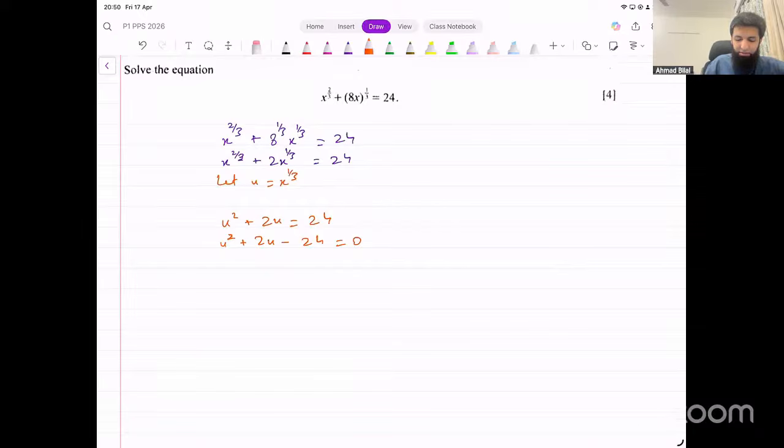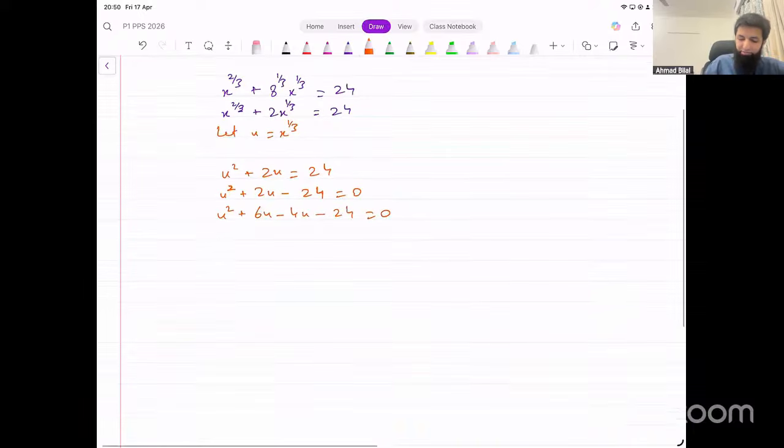Can we factorize this? 24: 6 and 4 work. u squared plus 6u minus 4u minus 24 equal to 0. Now (u plus 6) into (u minus 4). These are the two factors that we end up getting from this, which means u is either equal to negative 6 or u is equal to 4.